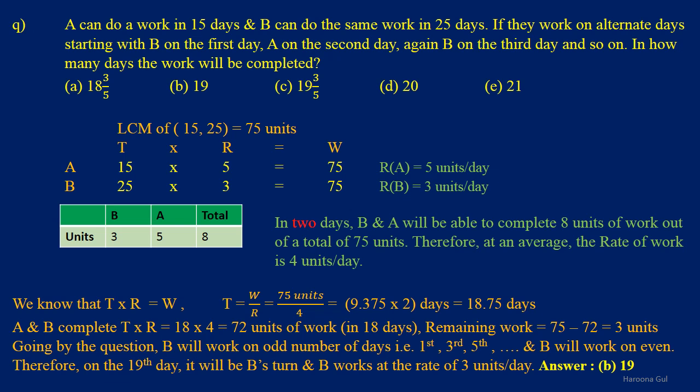The remaining work will be 75 minus 72, which is equal to 3 units. Now, going by the question, B will work on odd number of days, right? Starting from the first day. And A will work on even number of days. Therefore, on the 19th day, it will be B's turn to work, and B works at the rate of 3 units per day, and 3 units is what is remaining out of the total work. Therefore, the work will be complete in a total of 19 days, which is our answer choice B, right?